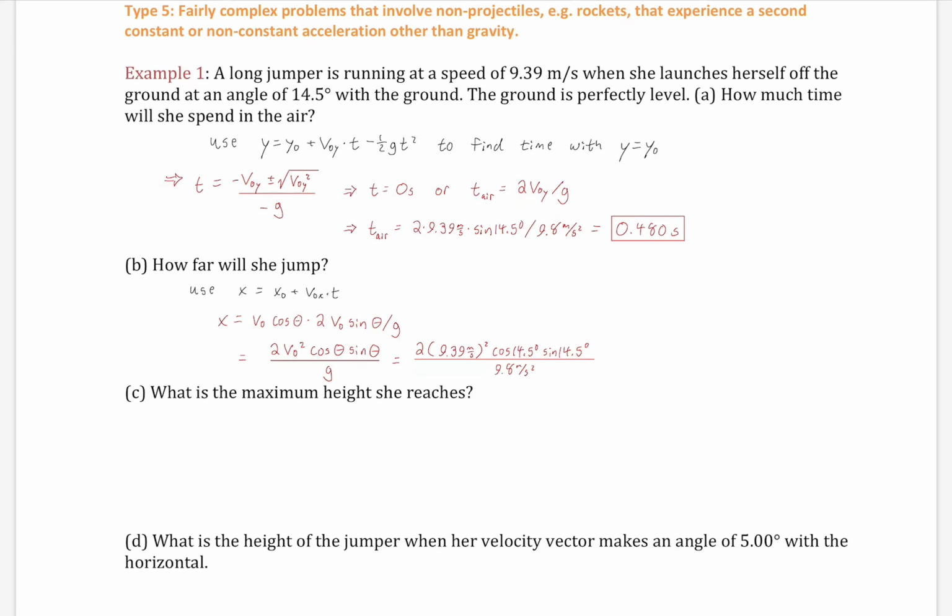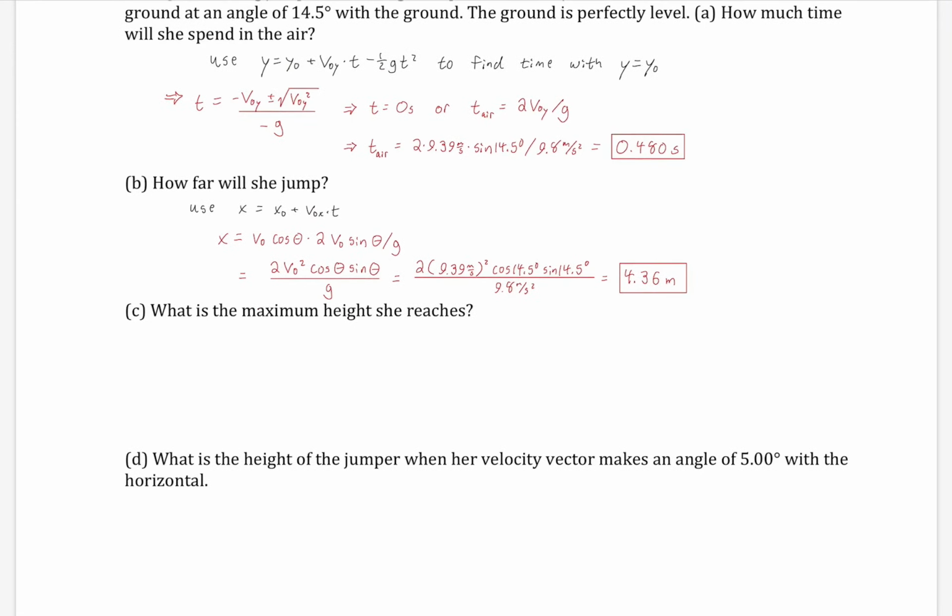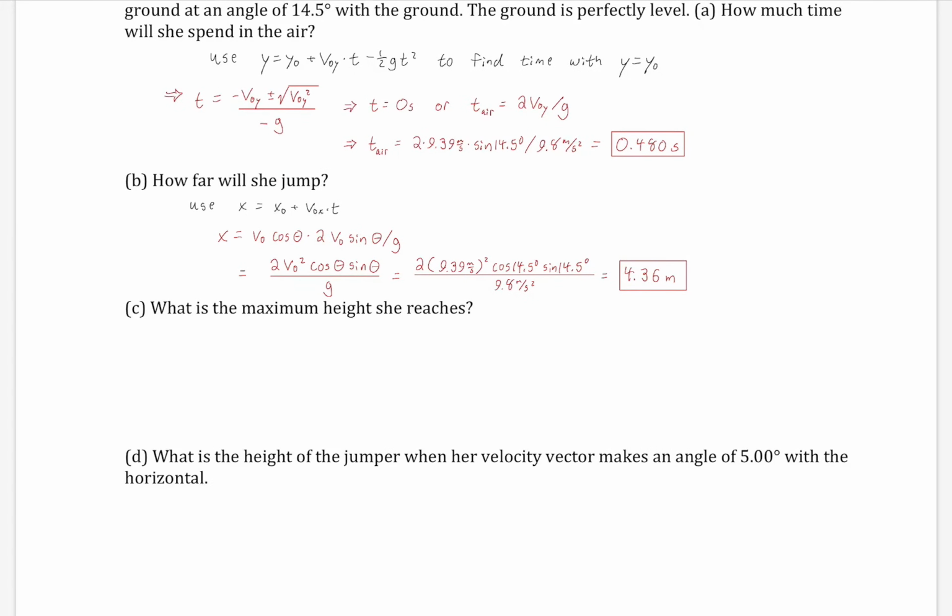All right, and plug in our numbers, and we get a range, a horizontal distance covered while airborne, of 4.36 meters, which is actually really far, but that's because she may not be the best long jumper in terms of getting her angle right, but my God, is she fast. 9.39 meters per second is like record-breaking sprint speeds, okay? But humanly possible. What is the maximum height she reaches?